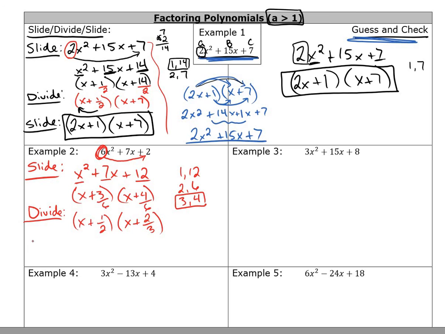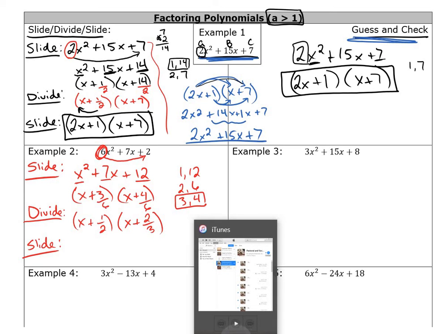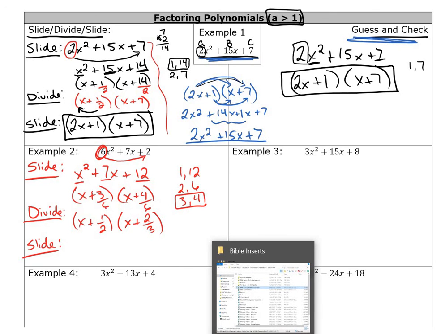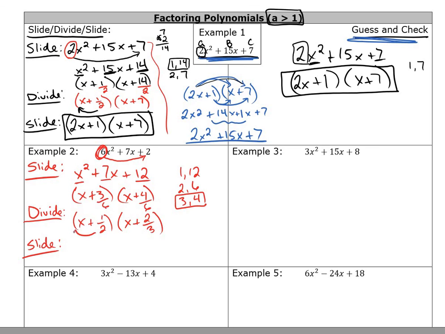Now we do the last step of slide, and that means we're going to take the denominators and move them over into the front of those two terms. 2x plus 1 and 3x plus 2. That's our final answer. You could check it to see if it matches. Now you're ready to move on to the rest of the examples and then the problems on the back.